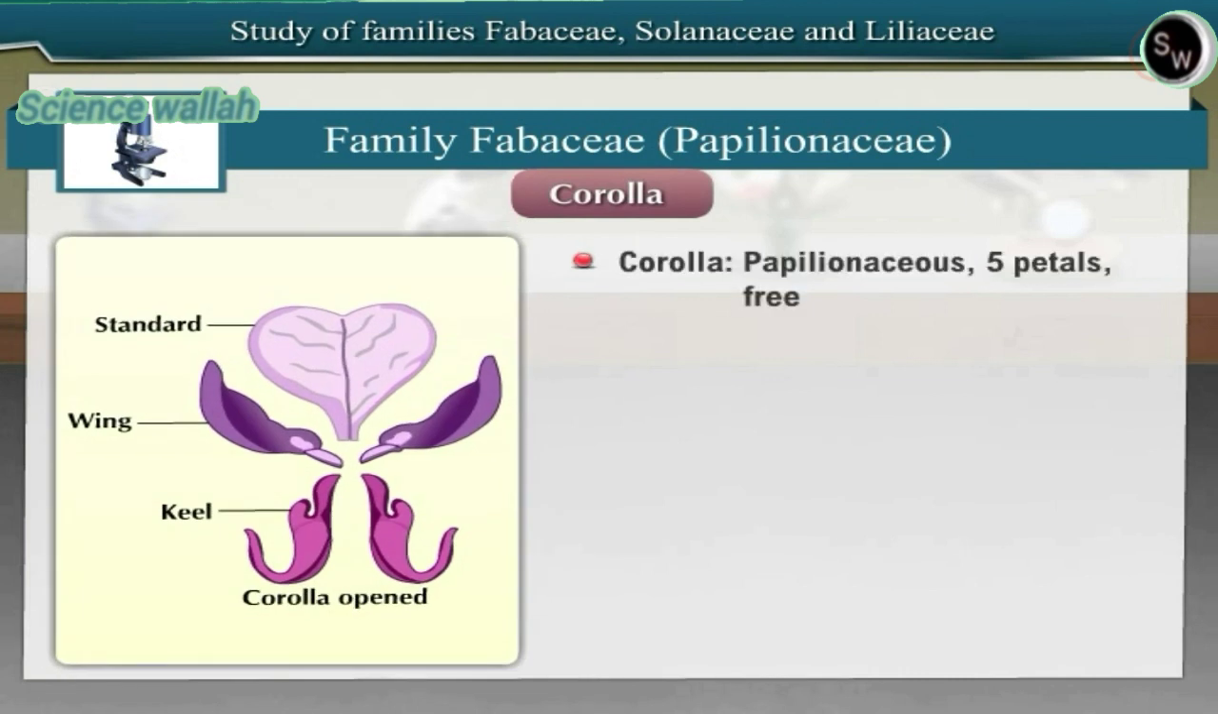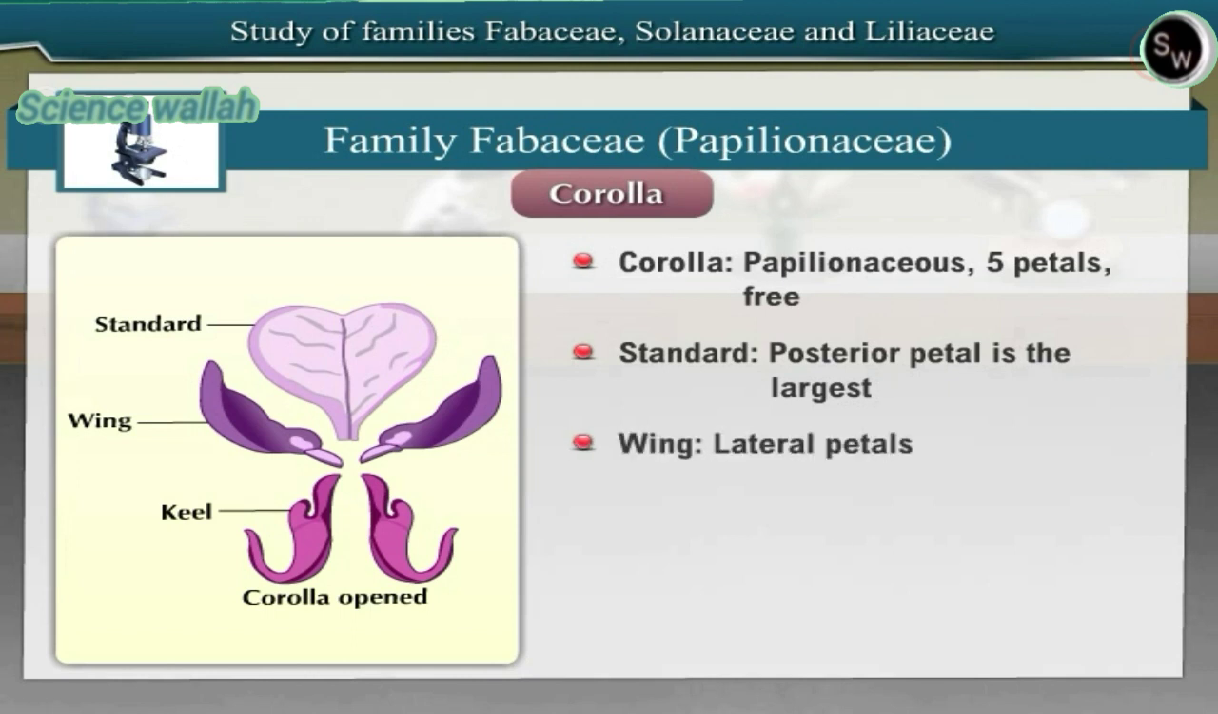Corolla is made up of 5 petals which are free. Hence, it is described as polypetalous corolla. The corolla is called papilionaceous. This is the distinguishing character of family Fabaceae. Out of the 5 petals, the posterior petal is the largest. It is known as standard petal.